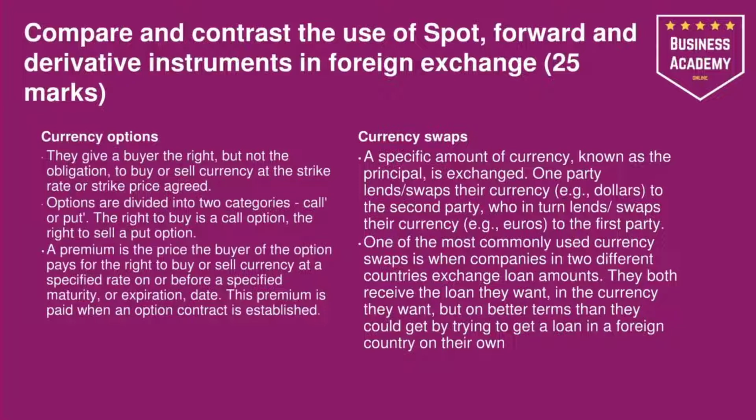So one of the most commonly used currency swaps is when companies in two different countries exchange loan amounts. They both receive the loan they want in the currency they want, but on better terms than they could get by trying to get a loan in a foreign country on their own. So if we use an example of, say, General Electric and Hitachi. Hitachi is a Japanese company who will be able to get better rates for Japanese yen in their Japanese banks than the American company General Electric.